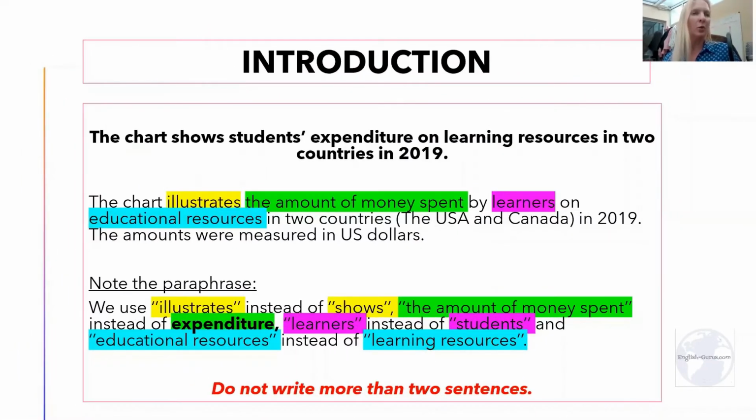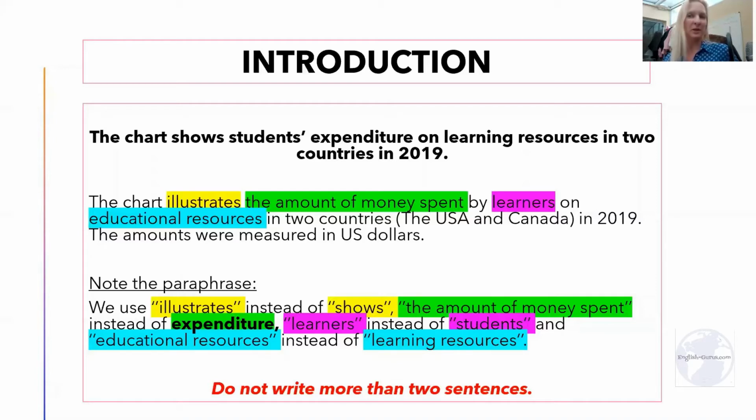So you'll see the opening statement in the IELTS Writing Task 1. In this case, the statement is: the chart shows students' expenditure on learning resources in 2 countries in 2019. What we're basically going to do is paraphrase the opening statement, and that will be your introduction. So I've written: the chart illustrates the amount of money spent by learners on educational resources in 2 countries, the USA and Canada, in 2019. The amounts were measured in US dollars.